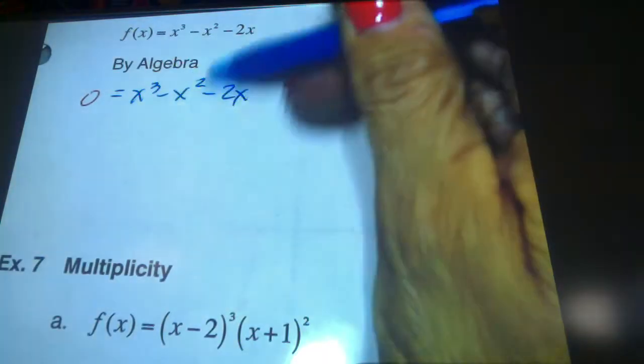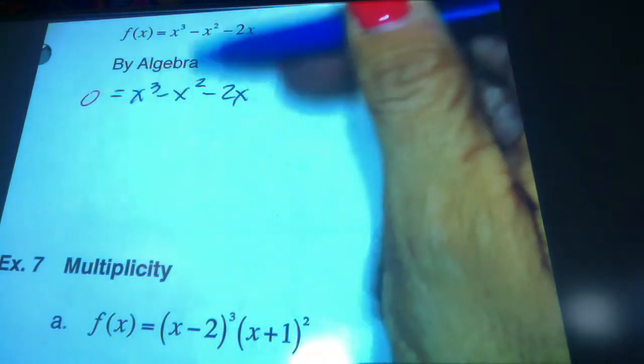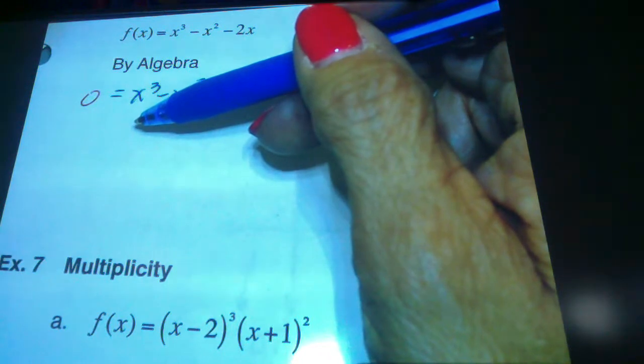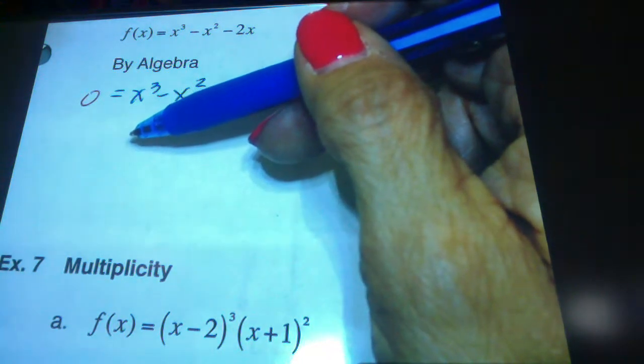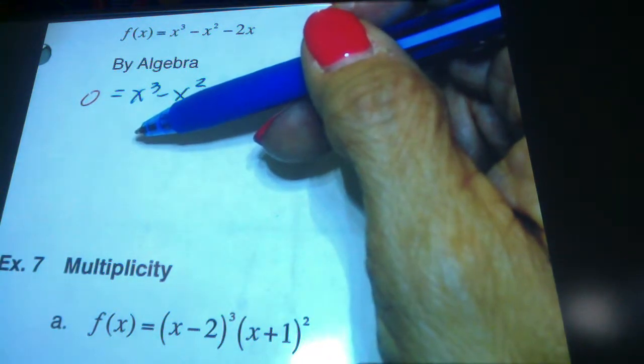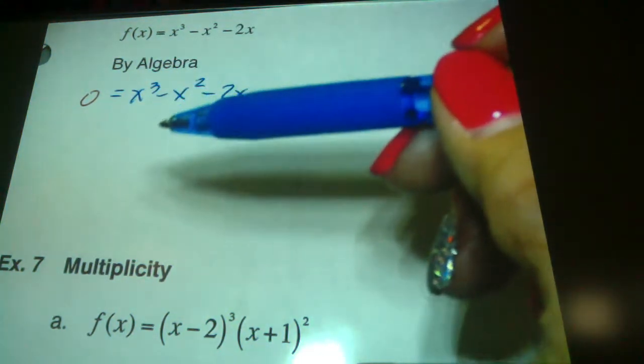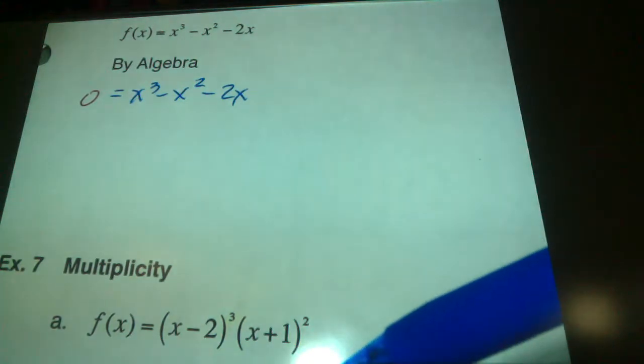This is not a quadratic function. It's third degree, right? So we don't want to try to complete the square and turn it into vertex form. If the highest degree was a 2, then we could do that, but the highest degree here is 3. So what do I do? Factor out an x, or take x away from each of these. I get 0 equals x times (x squared minus x minus 2).